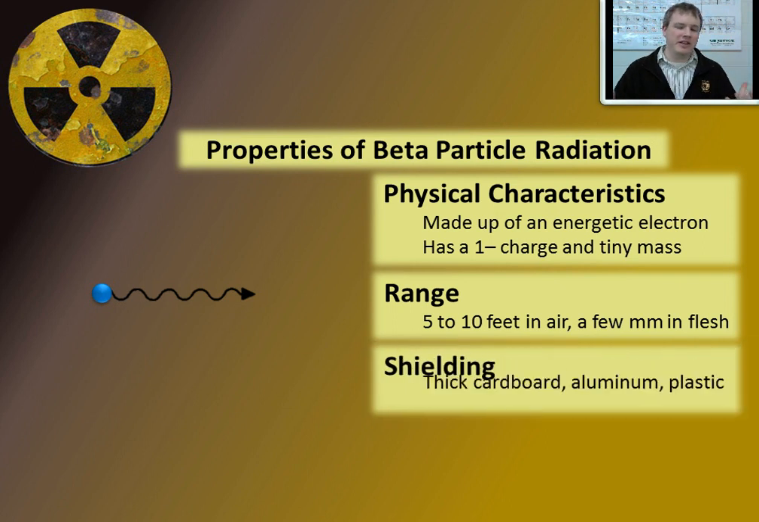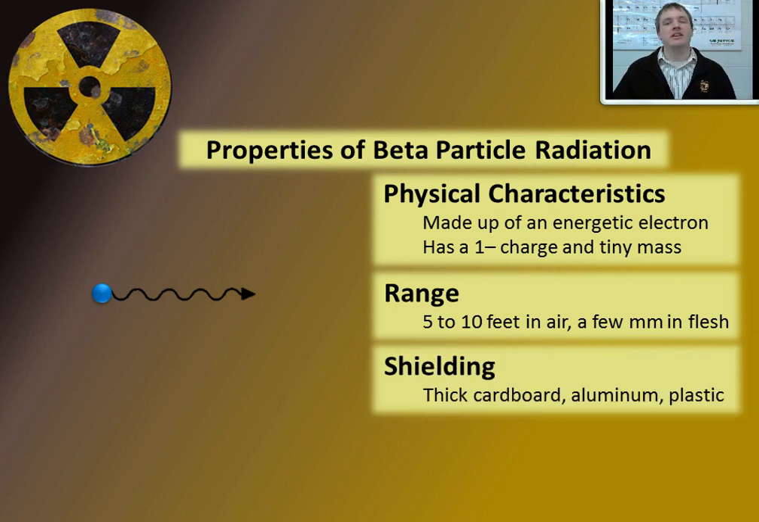However, it's extremely easy to shield against beta radiation because it's just not that dangerous. It's not able to penetrate that well. You can shield against beta radiation by using thick cardboard, aluminum, or plastic. Scientists advise against using really thick, dense metals to shield against beta radiation because when beta radiation approaches dense metals, sometimes it can release X-ray radiation, which is also ionizing and which is also dangerous. So cardboard, aluminum, and plastic do just fine to stop beta radiation in its tracks.